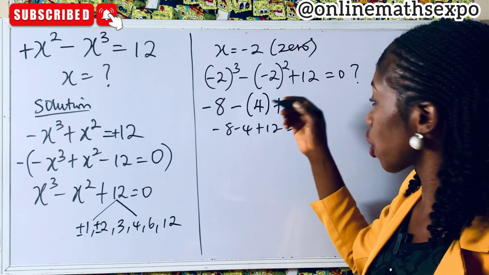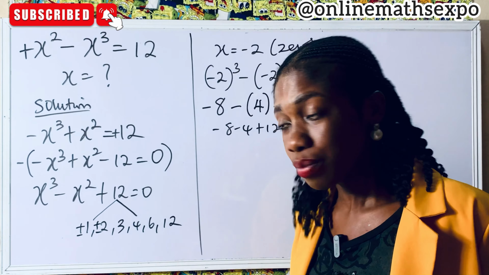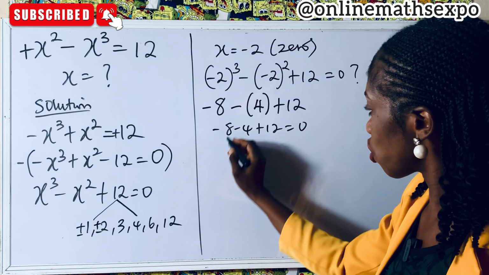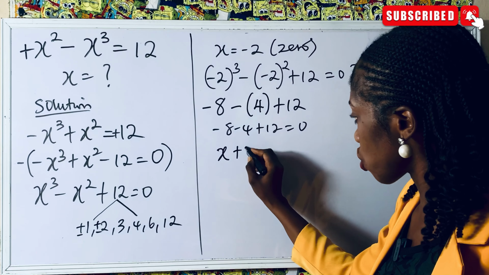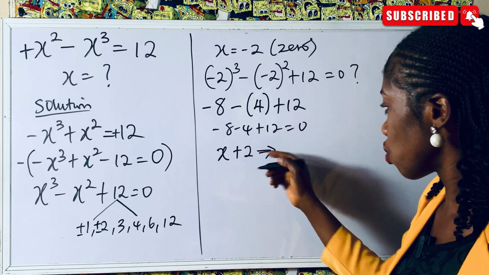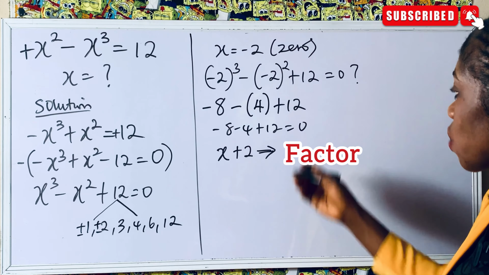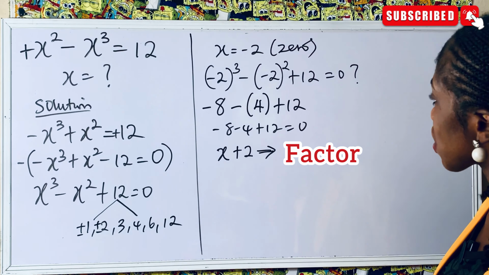Now to make it become a factor, it means you are going to add 2 to both sides to have x plus 2, and this x plus 2 is going to be our factor. I hope this is clear. So in that case, we are going to use x plus 2 as a factor to divide this polynomial. So to do that, see what we have.